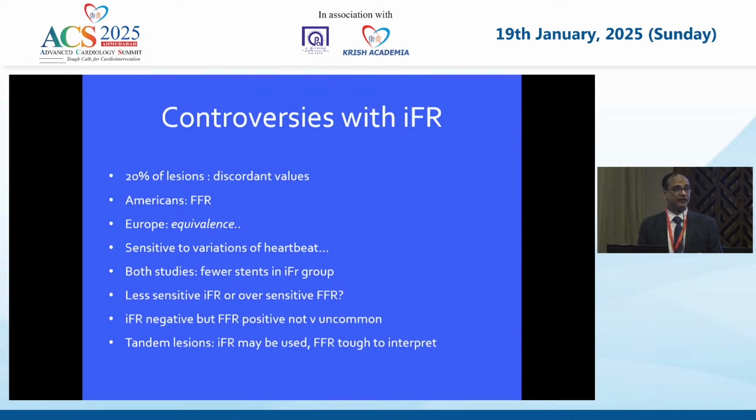Tandem lesions, IFR is definitely better than FFR, because the calculations are so complex and so difficult that it's always better to use a serial pullback.